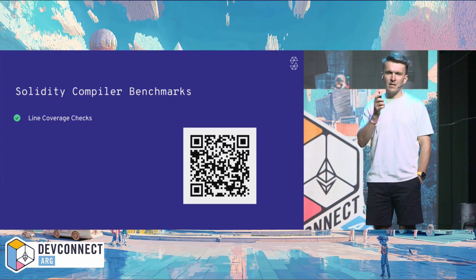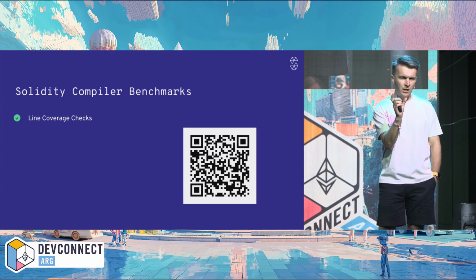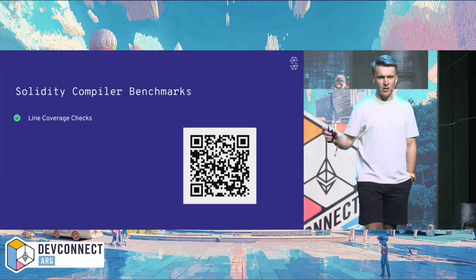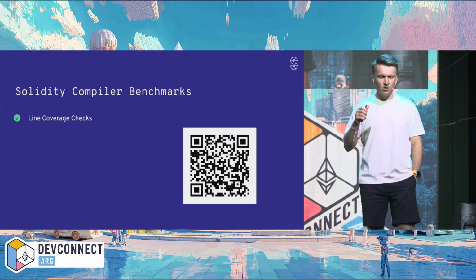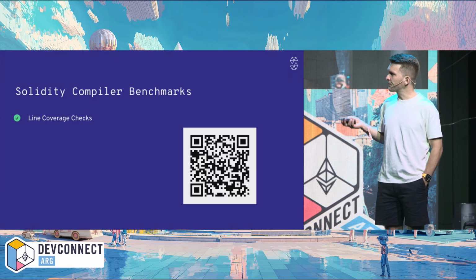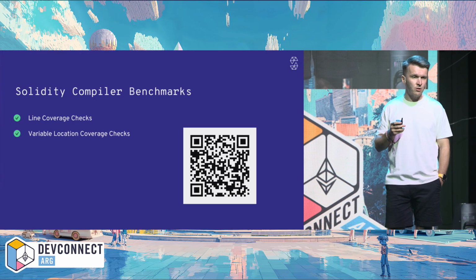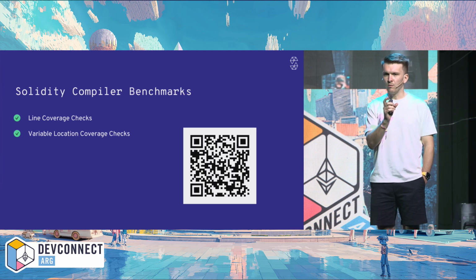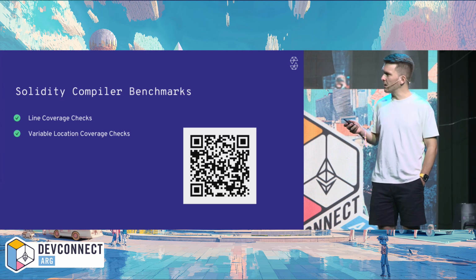And in here, we basically look at each line in the source code in Solidity, and we check if this line is represented in the ETHDebug generated. If yes, it's good. If no, points down. Then we do the second check, which is variable location tracking. So similarly, we look at each variable in the source code, and we check if it's represented in ETHDebug.